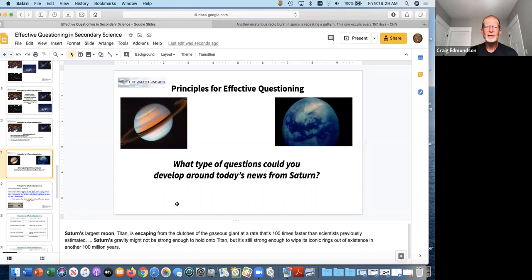Saturn's gravity might not be strong enough to hold onto Titan, but it's still strong enough to wipe its iconic rings out of existence in another 100 million years. So some really interesting information in just those couple of sentences. Titan's leaving for some reason, gravitational pull of Saturn. Eventually the rings of Saturn are going to disappear, and that can bring up a lot of questions. So just for your own consideration, you can pause the tape, you can come back to this later. What type of questions could you develop around today's news from Saturn?